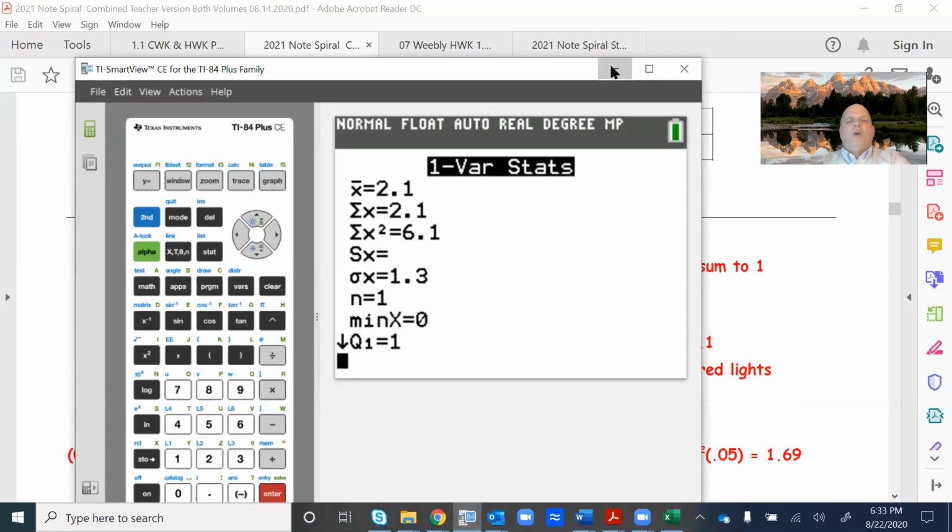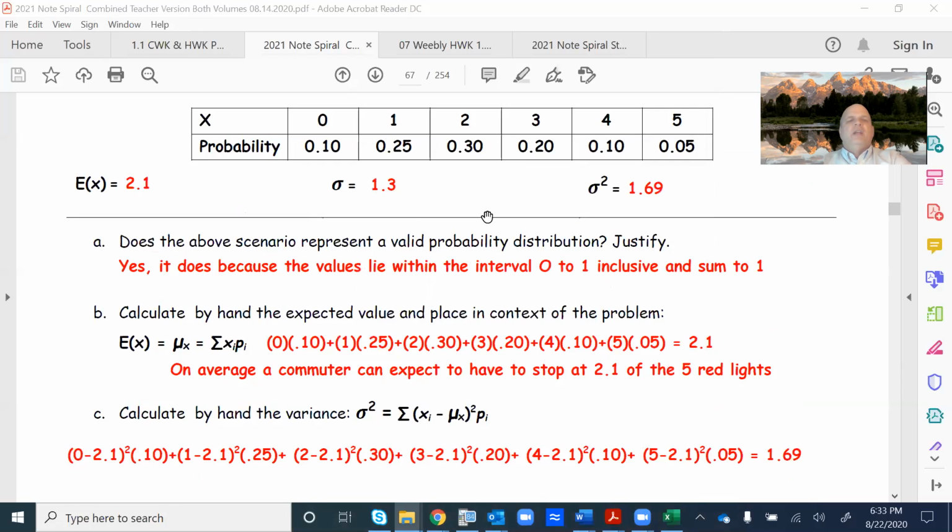The next part of that question says, does the above scenario represent a valid probability distribution? And the answer is yes. All the probabilities are between 0 and 1. There's no negative probability. And when I sum them up, they sum to an entire 1. So that's easy to do. Showing my work, I go 0 times 0.1 plus 1 times 0.25, etc.